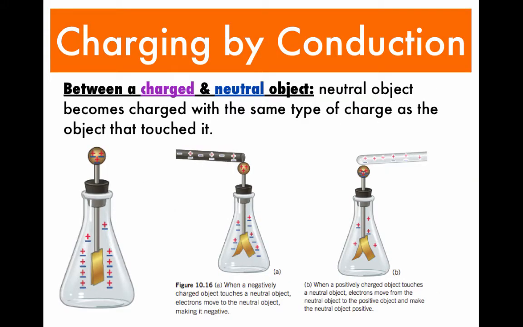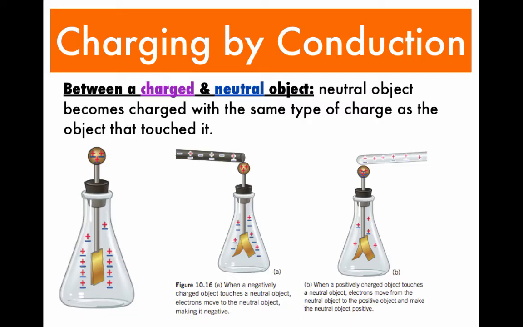With charging by conduction, there are two types. The first is between a charged object and a neutral object. In this case, the neutral object will become charged with the same type of charge as the object that touched it. Here we have examples using electroscopes. The first image is of a neutral electroscope. There you'll see that there's an equal number of protons and electrons, and that's why it's neutral. This all changes when a charged object touches it.